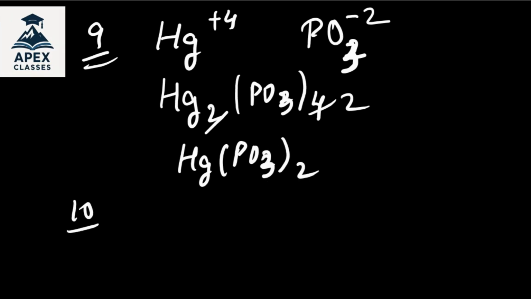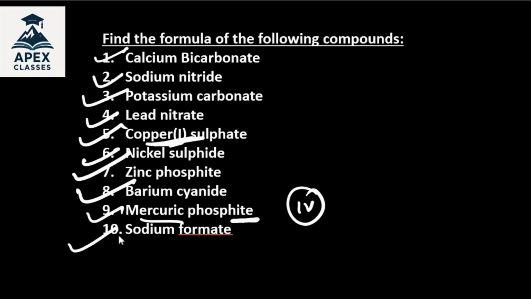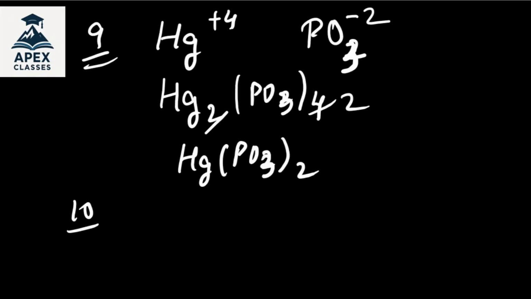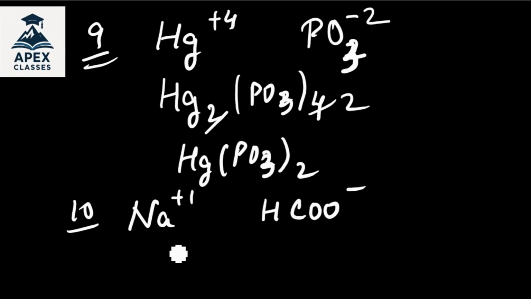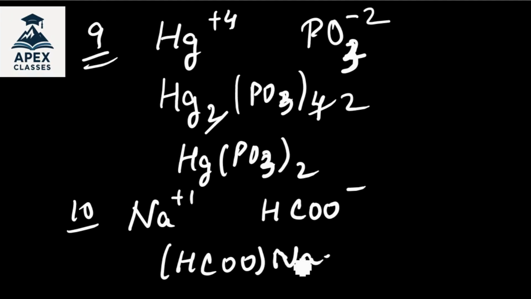Now the last one is sodium formate. See, sodium formate. Sodium is Na, which has +1, and formate is HCOO minus. So it will be HCOONa. Yes, we write it in this way.